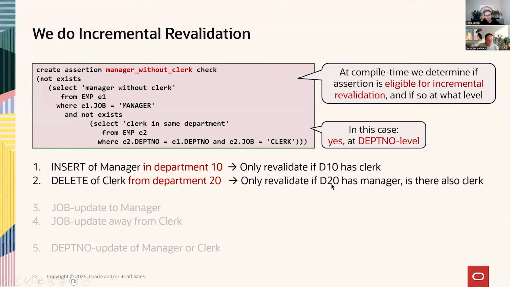Same for a delete. If you delete a clerk from 20, we need to quickly check if 20 still has a manager, and if yes, if there's still another clerk for that manager. If yes, then we allow your delete. If no, we raise the exception. And similar for the updates.